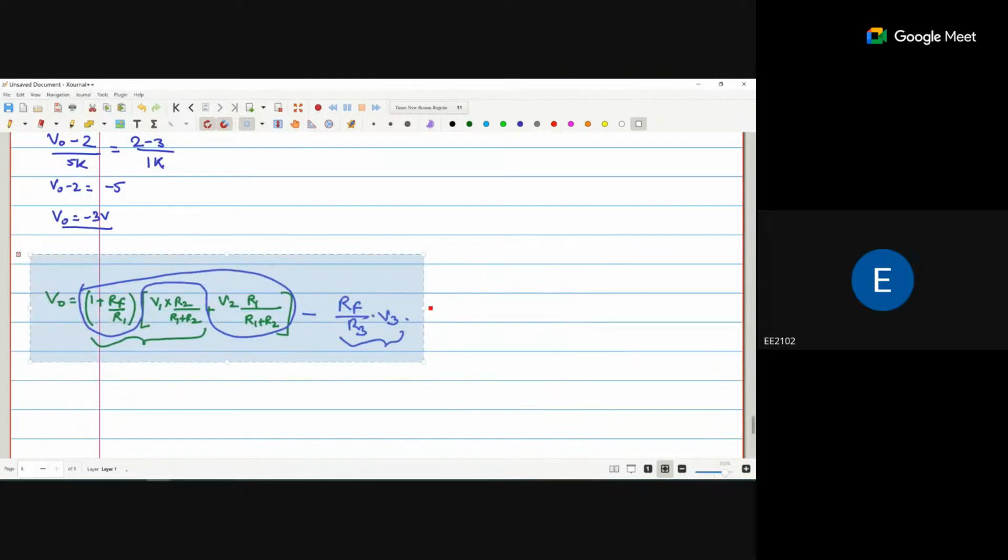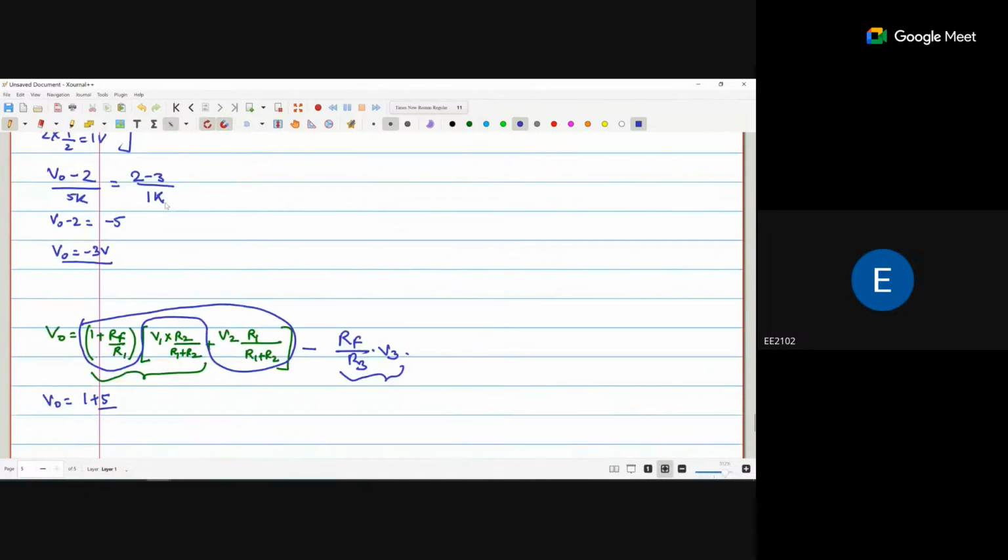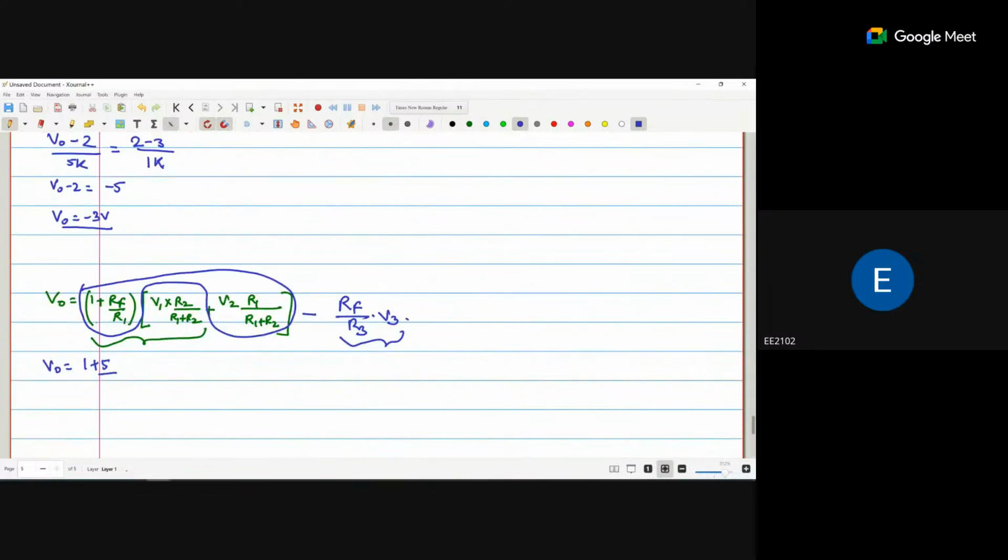Okay, so V naught is 1 plus RF, RF is 5, divided by this R3. R3 is 1.